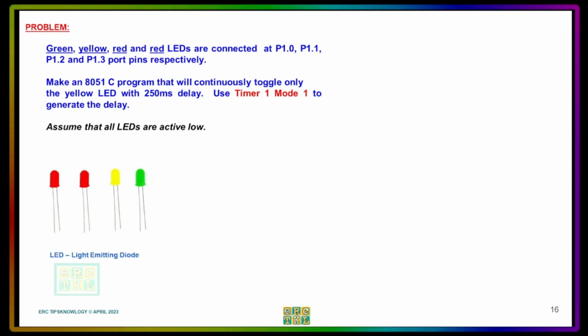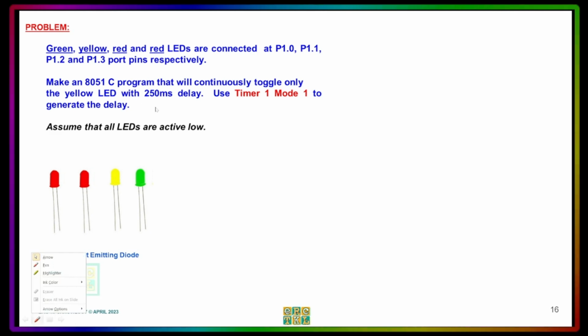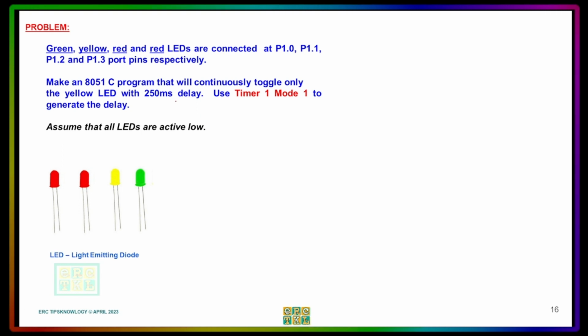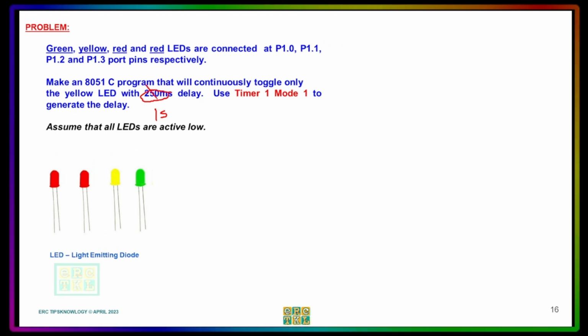So we have the same question, but actually we will be blinking the LED not by 250 milliseconds, but by 1 second. So there's an error here on this part. Okay, so this is actually 1 second. So we will make an 8051 program that will continuously toggle the yellow LED with 1 second delay, and we will be using timer 1 in mode 1 to generate the delay.